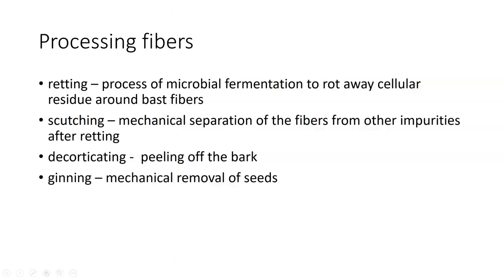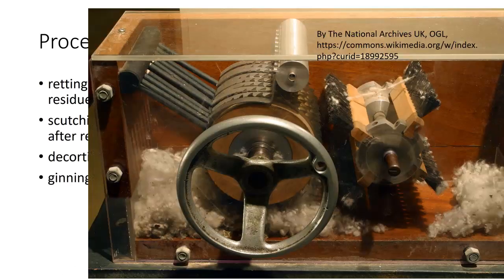We have ginning. Ginning is the mechanical removal of seeds. Ginning was originally done with cotton. This shows you a cotton gin. You've got a series of brushes. The brushes have different sizes in them. You can see the eccentric little blades. They're pulling the material off. As you pull the material off, you get the cotton fibers out of it. It separates it away from the cotton seed.